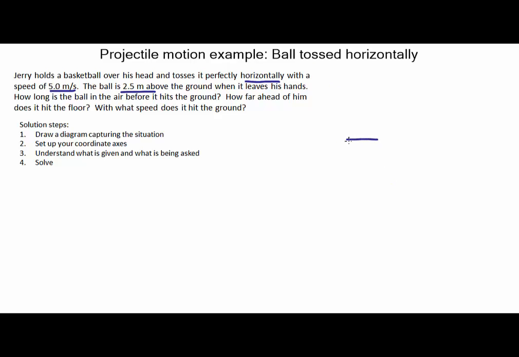Again, we don't care so much about the artistic value of the picture, but we do want to capture all of the information that we need to solve the problem. So here's the basketball that's being tossed with an initial velocity. We know VI is perfectly horizontal, 5.0 meters per second. We also know that it is at a height of 2.5 meters above the ground at the moment it's tossed. And once it leaves Jerry's hand, it's going to do a projectile motion and hit the ground somewhere over here.